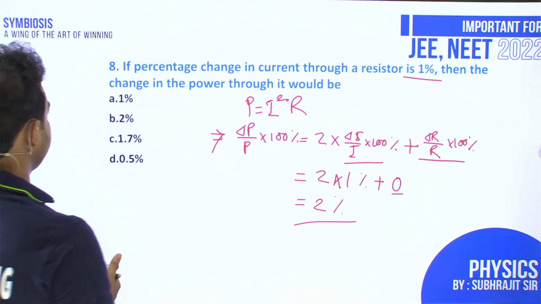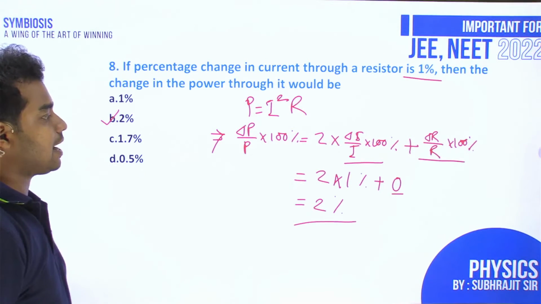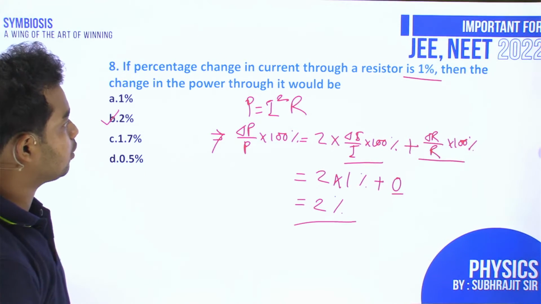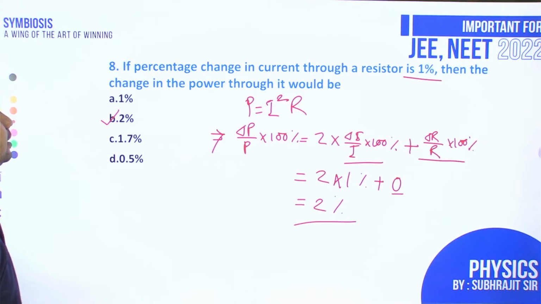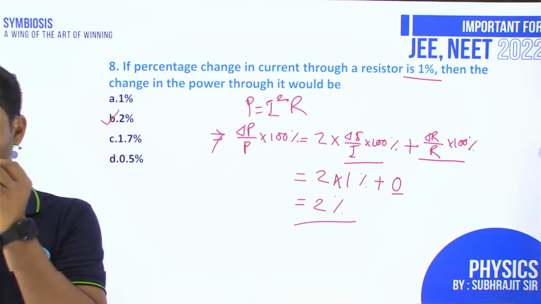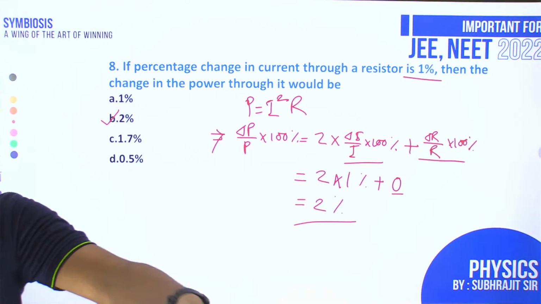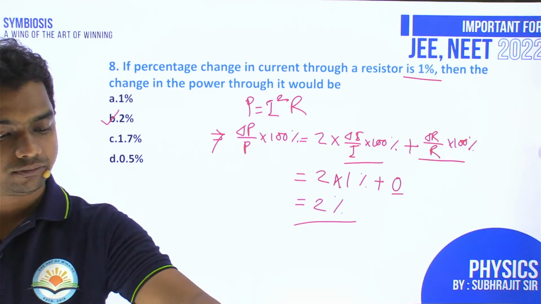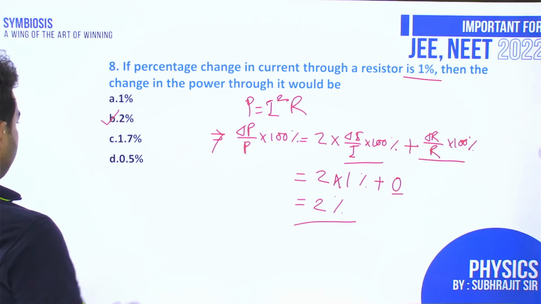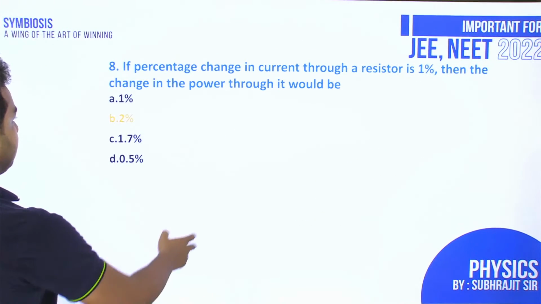2% means option number B. Option number B is correct. So the question was, the change in the power through it would be. So option number B is correct, which is 2%. That would be 2%, so option number B is correct. Okay, got it, everyone? Got it? So option number B is correct.